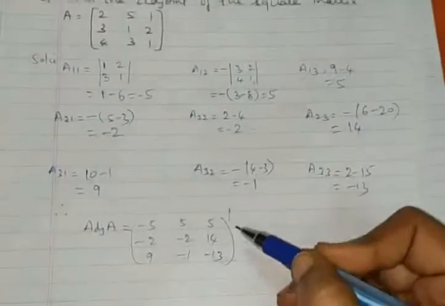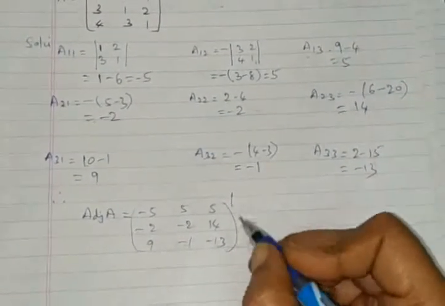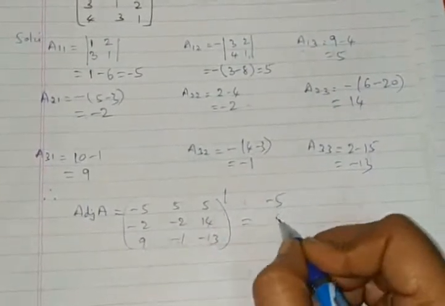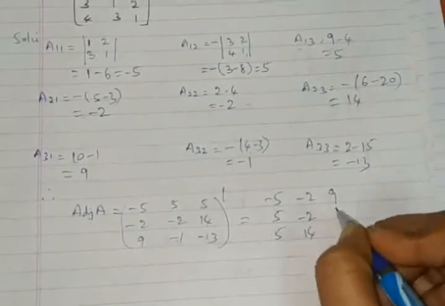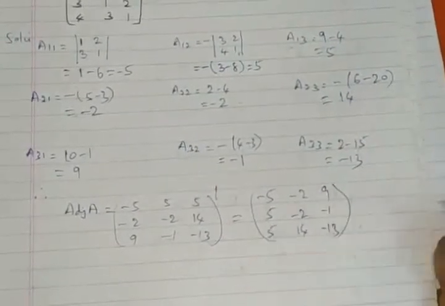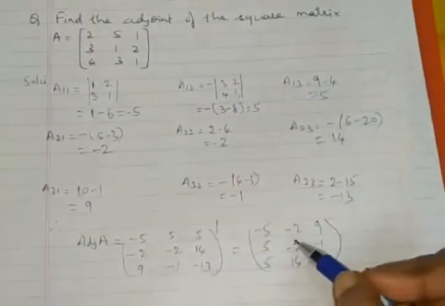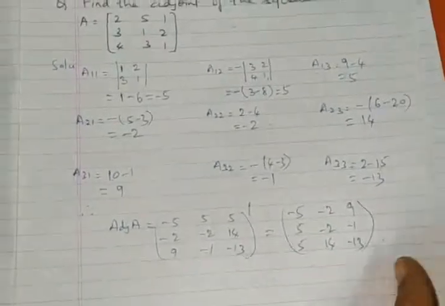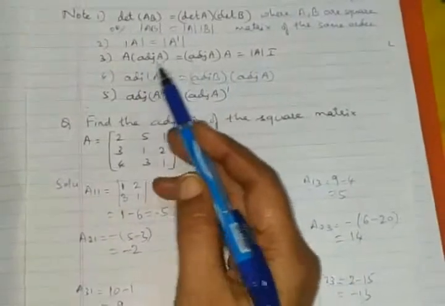Okay. So transpose of this. So this should be taken for transpose. I mean the first row I'll take as the first column. -5, 5, 5. -2, -2, 14. It is 9, -1, -13. This itself is called the adjoint. So according to the question we have done it. Find the adjoint. So this is the answer. Got it? So they can ask you to find the adjoint. Meanwhile, after finding the adjoint, they can even ask you to verify this property.